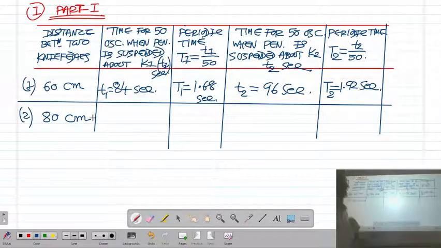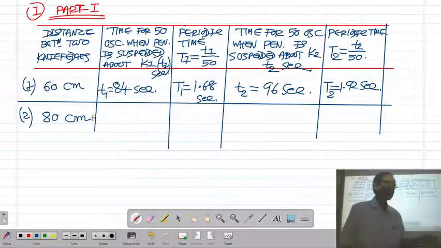So, in order to take the second observation, let us take the distance between the wooden knife K1 and K2 as 80 centimeters. In the first observation, we had taken the distance between the knives as 60 centimeters. For the second observation, let us adjust the distance between the K1 knife and K2 knife to 80 centimeters.